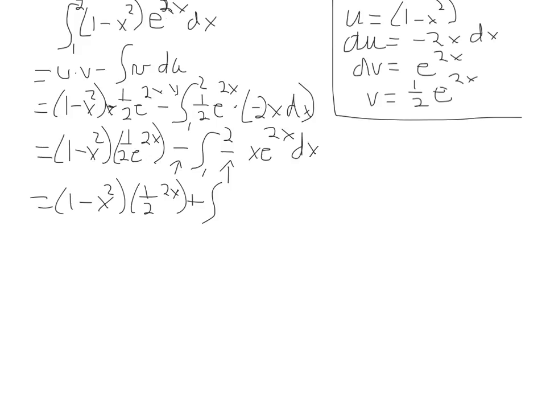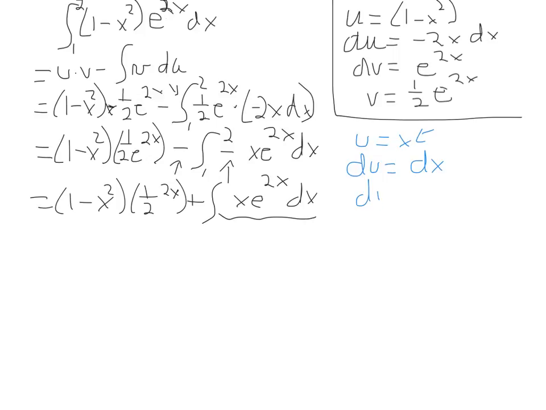But I'm still left with the integral of x e to the 2x dx, okay? And so when you look at that, it's actually going to be an integration by parts again, so round 2. And this time, we're going to make u equal to x. That makes du equal to 1 dx, or just dx, okay, because the derivative of x is equal to 1.